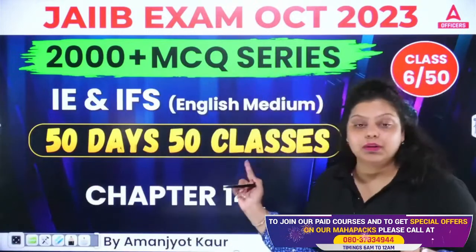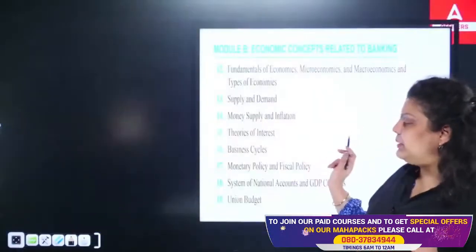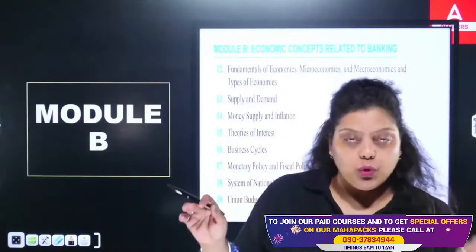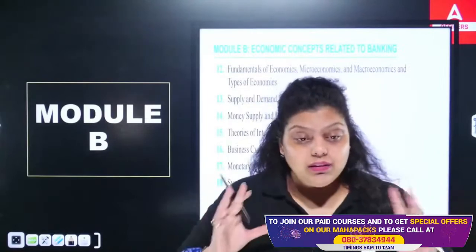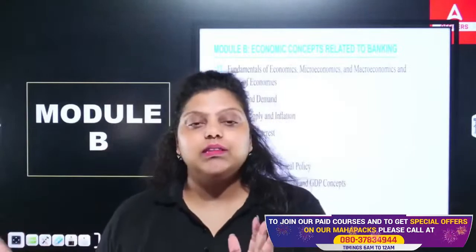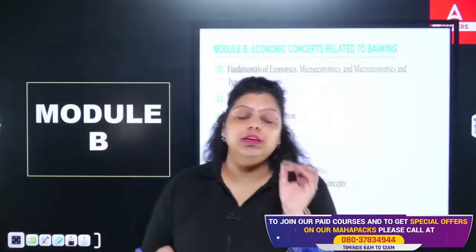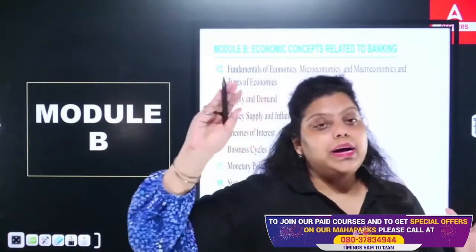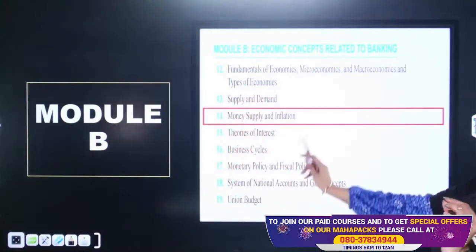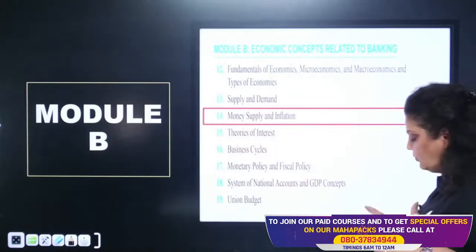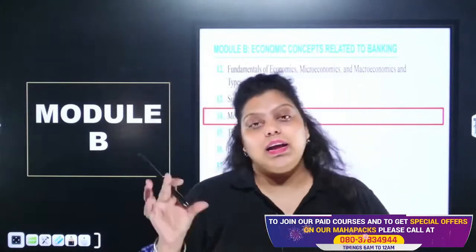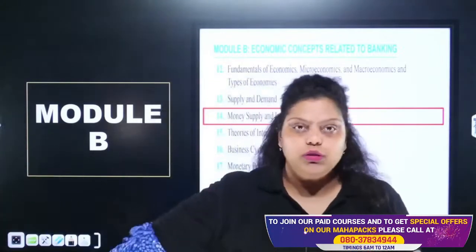We are going to discuss chapter number 14 today. We know that Indian Economy, Indian Financial System has four modules. Out of that, the first module covers 11 units out of a total of 45 units, which we have completed. The 12th and 13th units we have also completed, and today we are going to discuss the 14th unit, that is money supply and inflation. So before coming to the practice questions, let's understand the topic first, and then we will move forward to the questions.